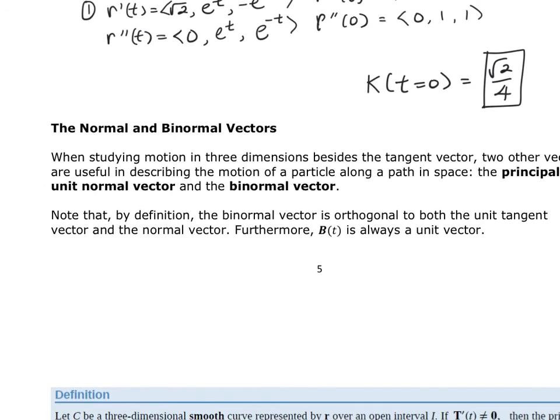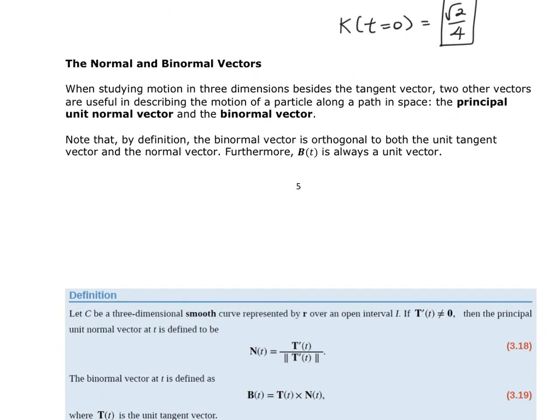Okay, so when we're looking at vectors, there are two other vectors besides the tangent vector or the unit tangent vector. It doesn't matter, just the tangent vector or the unit tangent. Two other vectors that we want to talk about. One is the principal unit normal vector and the other is the binormal vector. A couple of things to note. The binormal vector is always orthogonal to both the unit tangent vector and the normal vector. And my binormal vector B of t is always by default a unit vector.